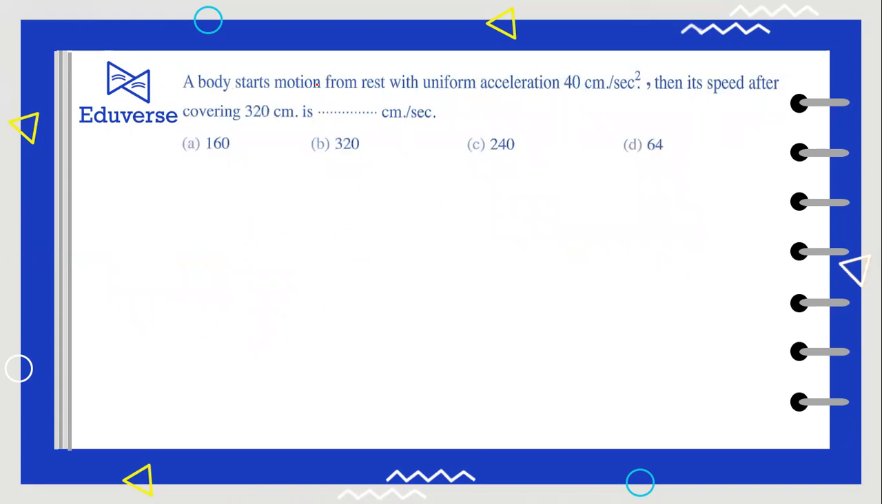Next one, a body starts its motion from rest. That means v naught equal 0. With a uniform acceleration of 40 centimeters per second squared, that means acceleration equals 40 centimeters per second squared. Then its speed after covering 320 centimeters, after a distance of 320 centimeters.